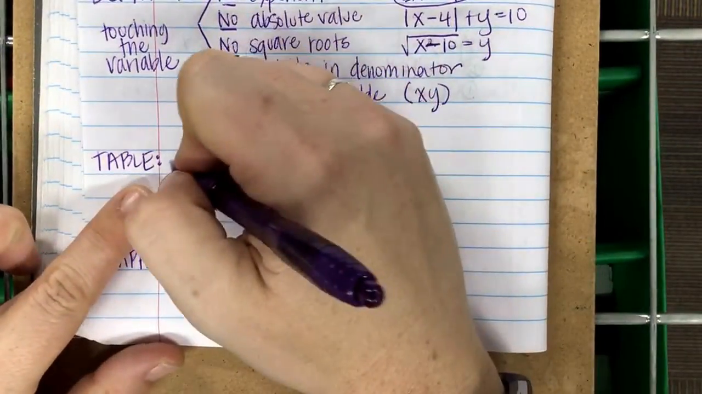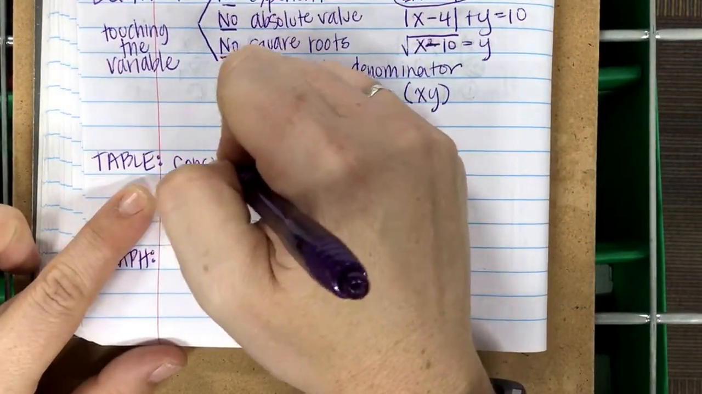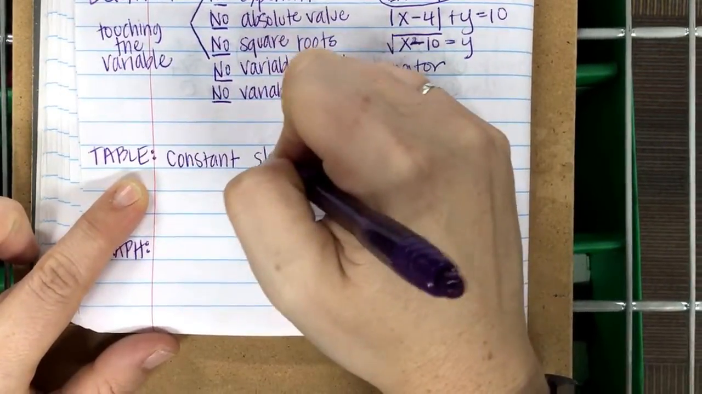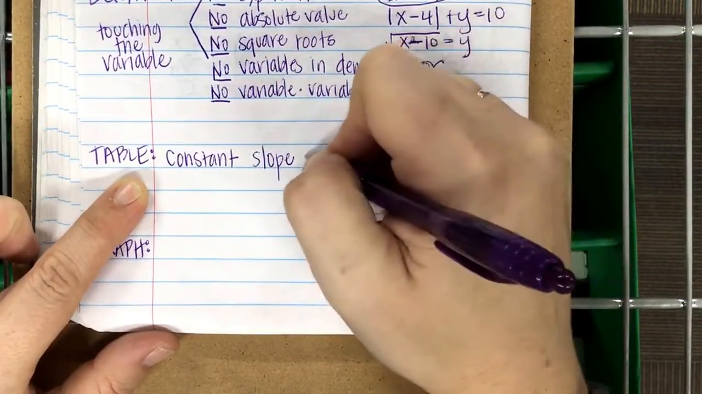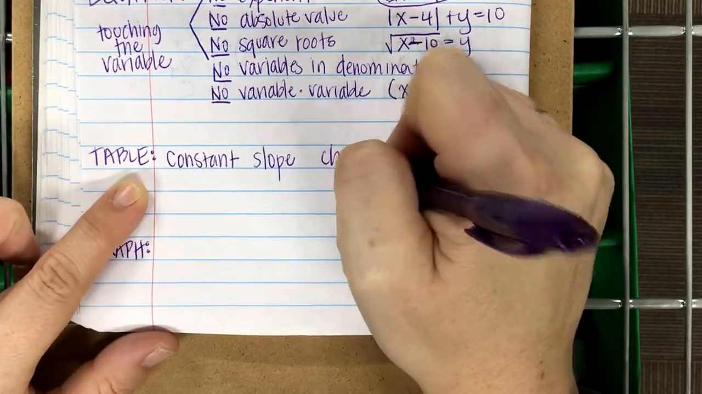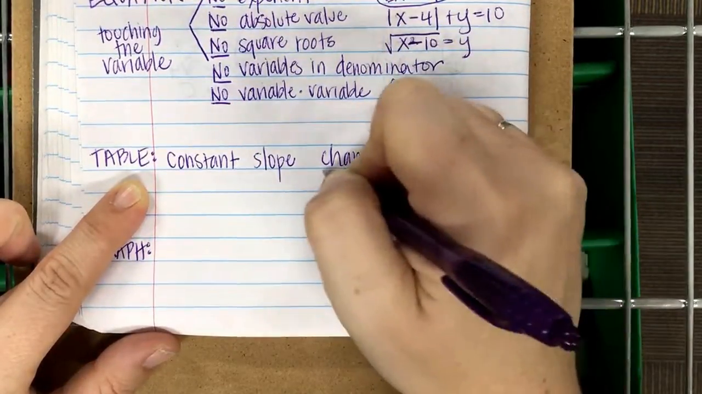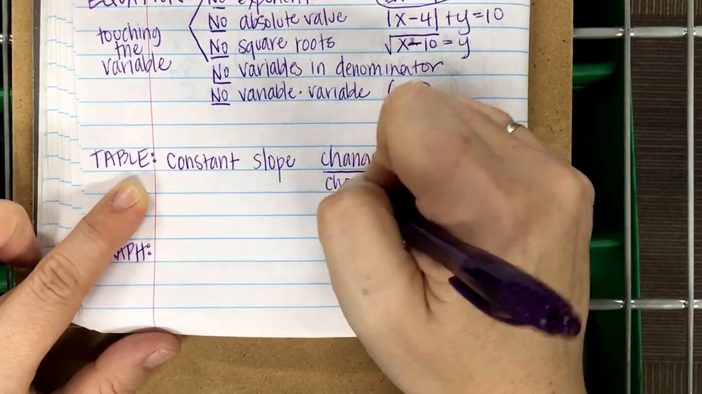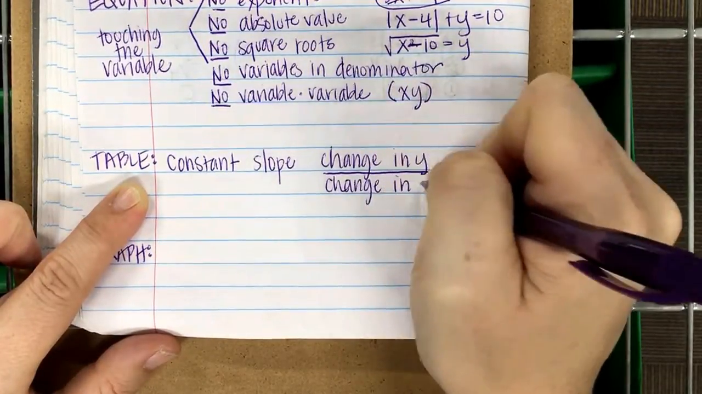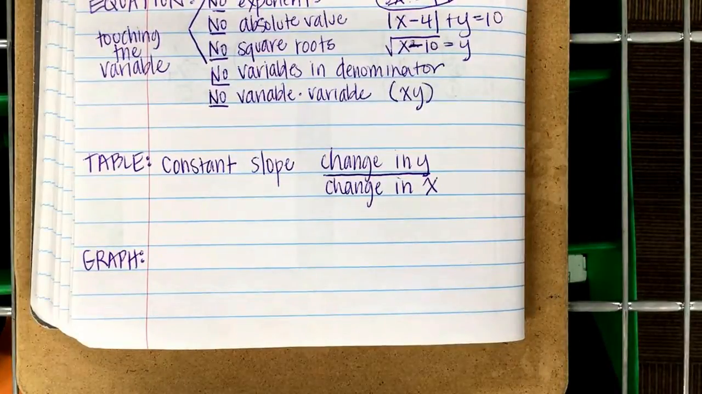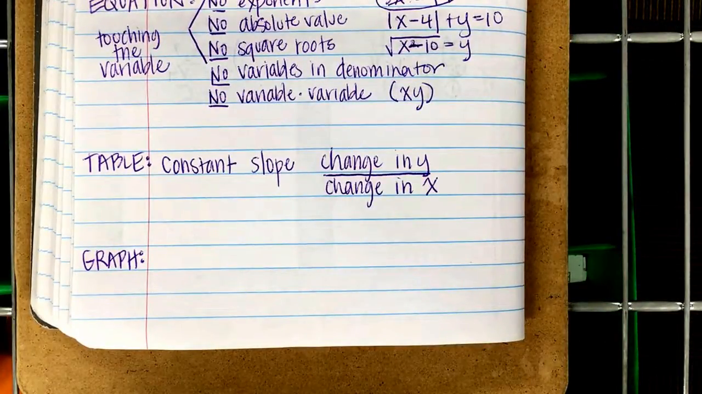So if there's a table, it has to have a constant slope, meaning change in y over change in x. And we can easily find that out. It's just subtracting. Now let's talk graph.